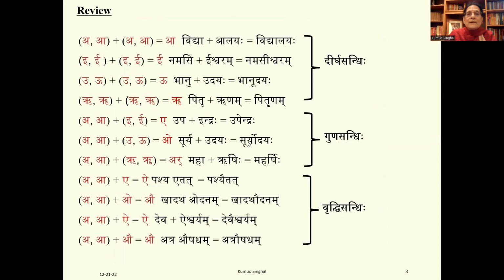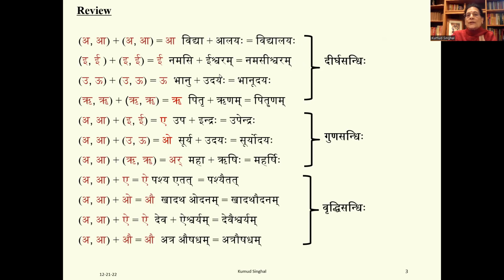So let's give an example here just to review. These are the dirgha sandhis. Vidya plus alayah will be vidyalayah. A of vidya and a of alaya both will be replaced by a long ā, vidyalaya. Namasi plus Ishwaram. So i ending plus long ī of Ishwaram, both will become long ī. So Namasishwaram. You bow to Ishwara.